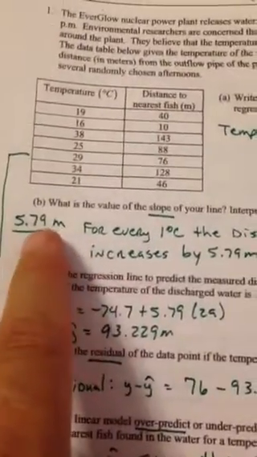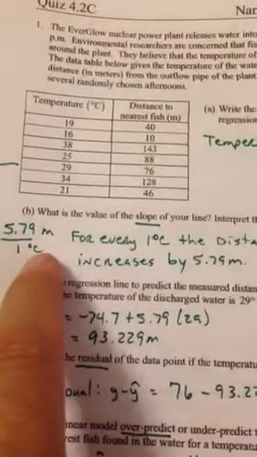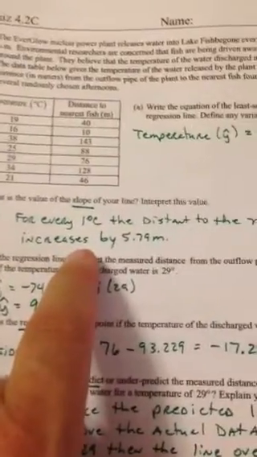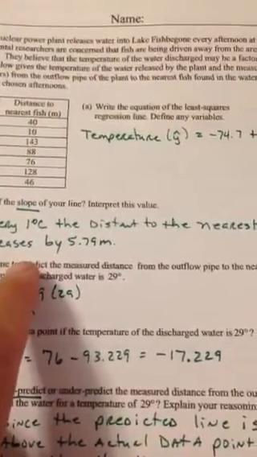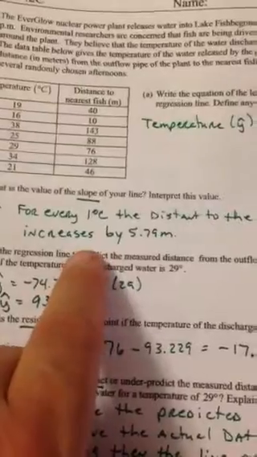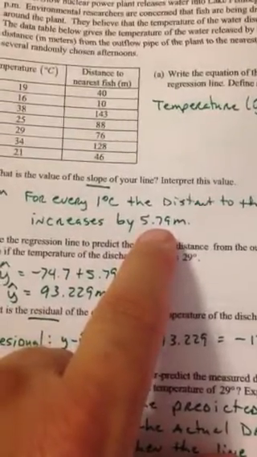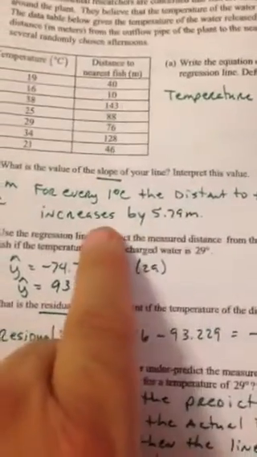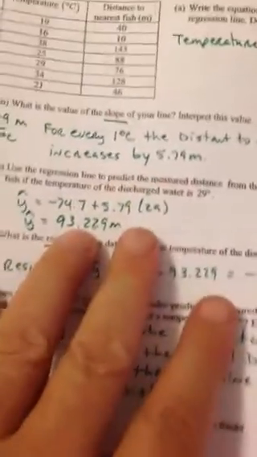All right, let's go ahead and go to here. So what is the slope? Slope is 5.79 meters over 1 degree Celsius. So for every 1 degree Celsius, the distance to the nearest fish would increase by 5.79 meters. Disregard that misspelling. Increase by 5.79 meters.